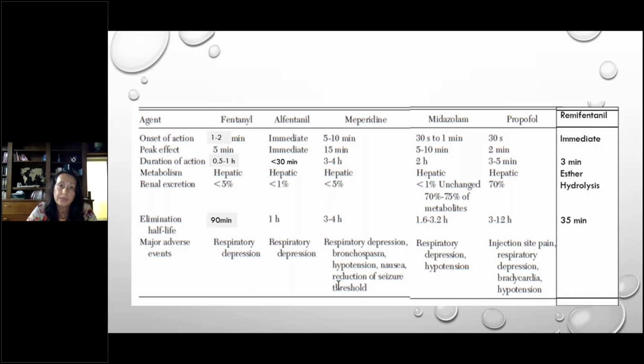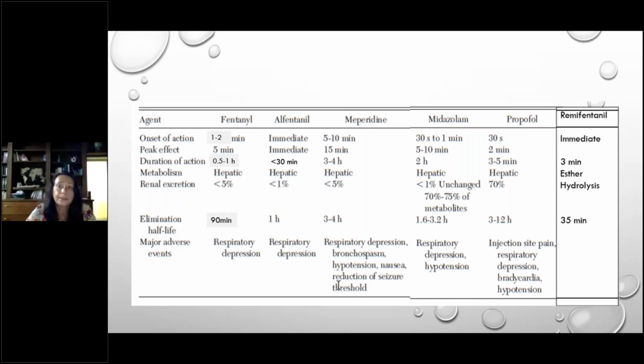Unfortunately, it is much more expensive than alfentanil, but it has several desirable effects. The onset of action is very fast, and the duration of action is very predictable. The context-sensitive half-life is only 3 minutes because it is eliminated by ester hydrolysis. It does not depend on any liver function or kidney function for excretion or metabolism.